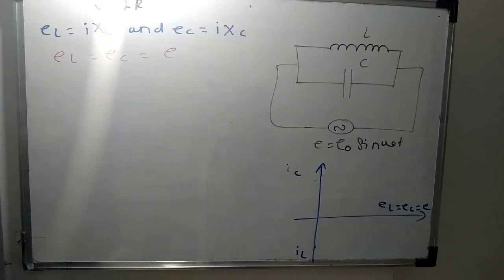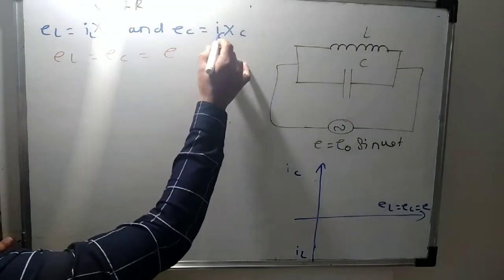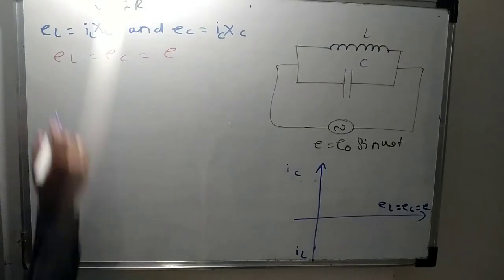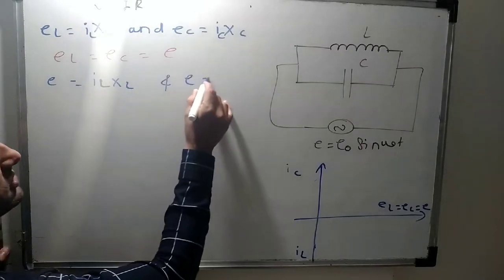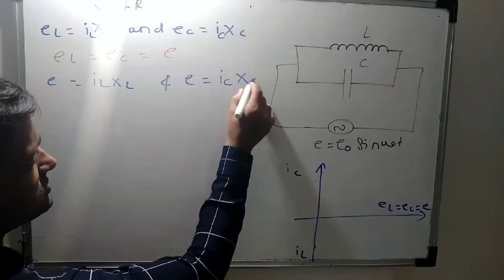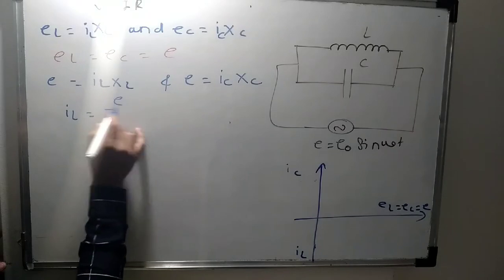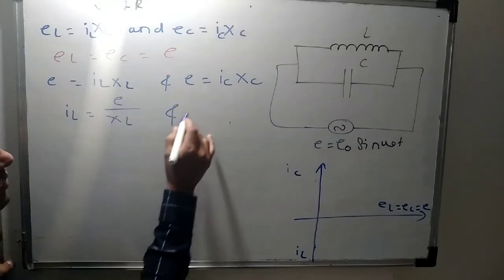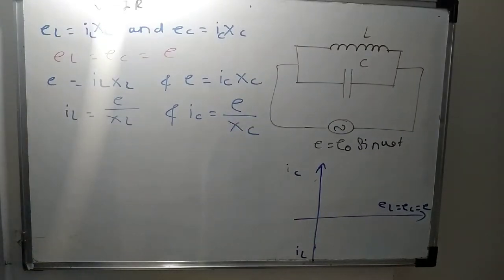So for the current, the current flowing through the inductor is IL and that of the capacitor is IC. We can write E equals IL XL and E equals IC XC. From these equations we can write IL equals E upon XL, while IC becomes E upon XC. So these are the equations for the current flowing through the inductor and the current flowing through the capacitor.